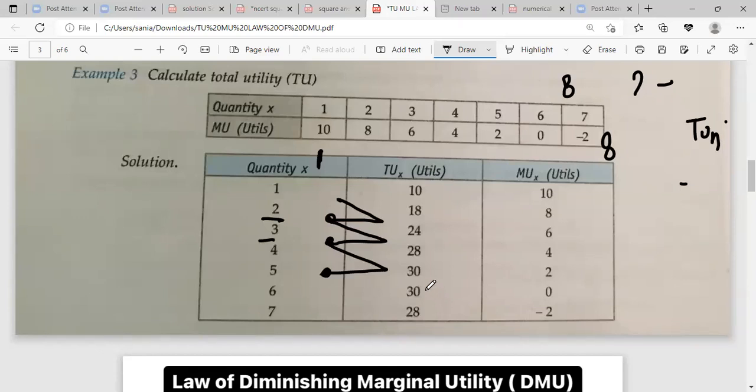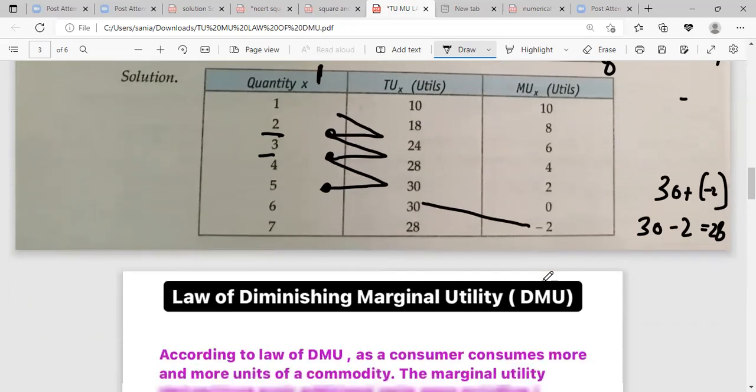Because somewhere you will add 30, okay, plus minus 2. So it is plus minus minus. So the answer will be 28. Clear? Yes, ma'am. Okay.